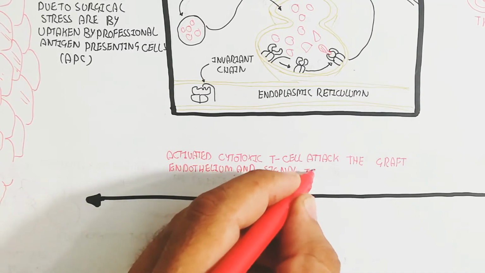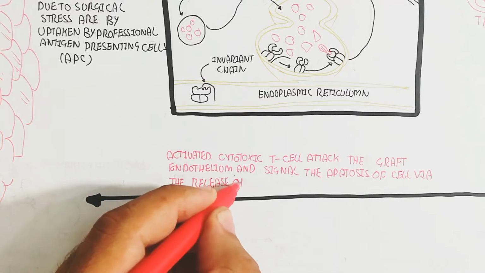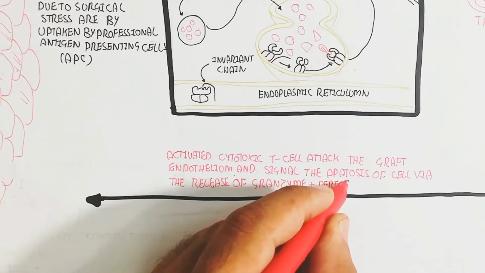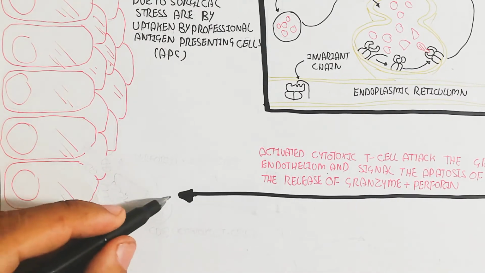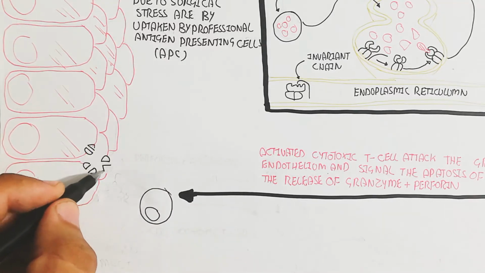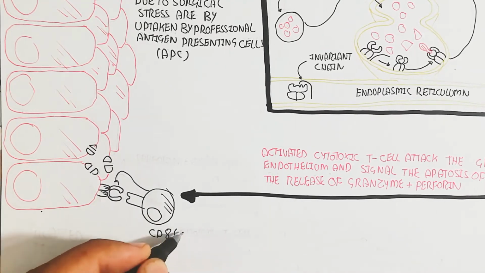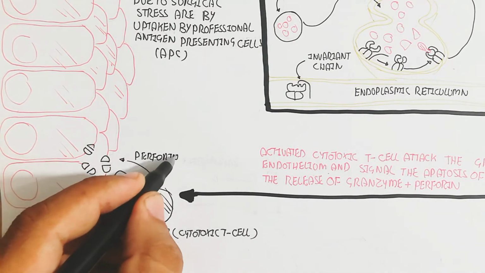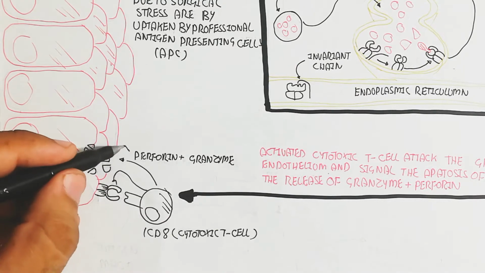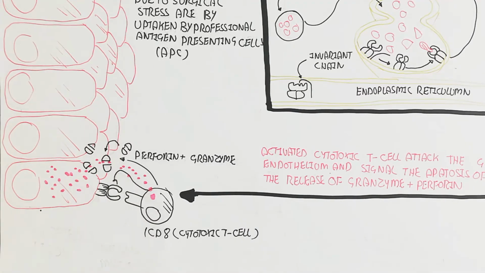This is the pro-inflammatory adaptive response, in which the activated cytotoxic T cell attacks the graft endothelium and signals apoptosis of the cell via the release of granzyme and perforin. Let's understand: the perforin is released to form a pore channel, and granzyme, a hydrolytic enzyme, is also produced, which kills through the CD8 cytotoxic T cell. After the killing, apoptosis occurs and the antigen with MHC class 1 is recognized.